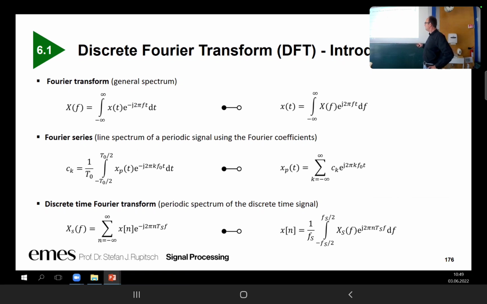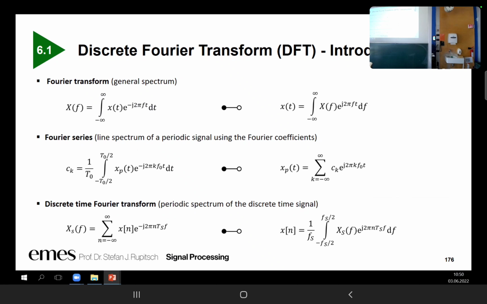We have here the basic definition of the Fourier transform and the inverse Fourier transform. Then the Fourier series, which leads to a line spectrum for a periodic signal. And here we can calculate from the Fourier series coefficients our original signal again. And here on the last line, the definition of the discrete time Fourier transform.